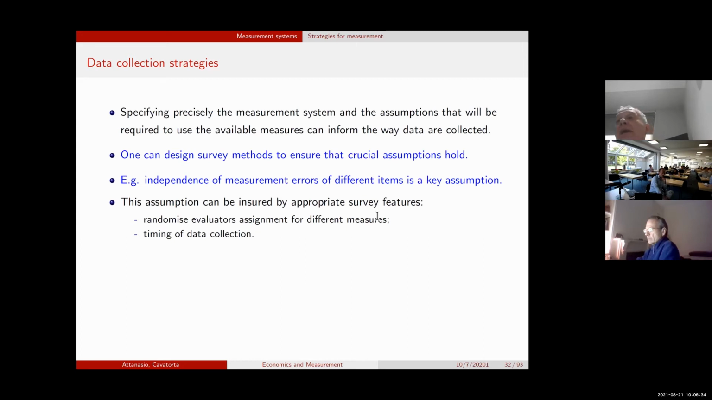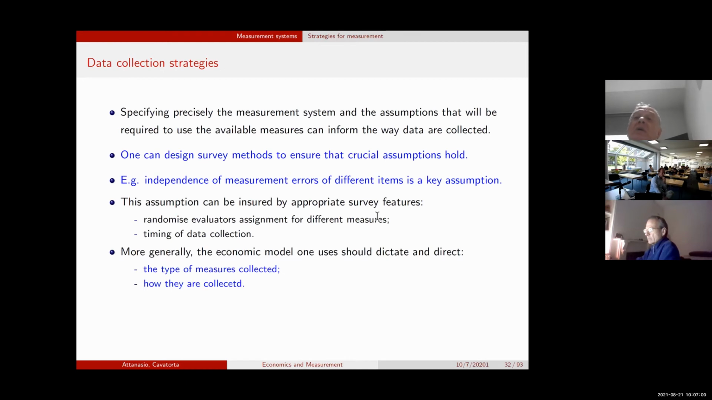Now, to make the data usable, you want to avoid mistakes like having one evaluator doing the treatment sample and a different evaluator doing the control sample, because then your results can be driven completely by evaluators' biases. And so you want to randomize evaluators across different observations. And more generally, the point I'm trying to make is that economic models should dictate the type of measures that we collect and how we collect.